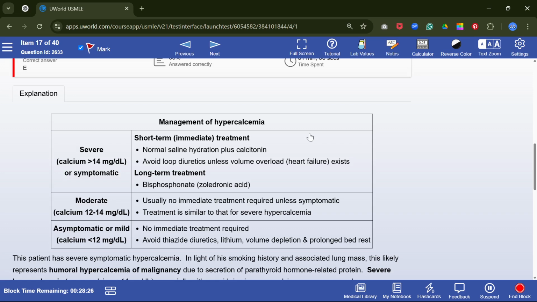Moderate calcium, 12 to 14 milligram per deciliter: usually no immediate treatment required unless symptomatic. Treatment is similar to that of severe hypercalcemia. Asymptomatic or mild, calcium less than 12: no immediate treatment required. Avoid thiazide diuretics, lithium, volume depletion, and prolonged bed rest.